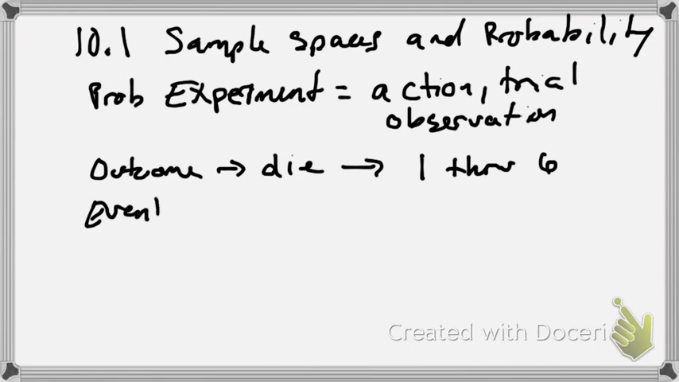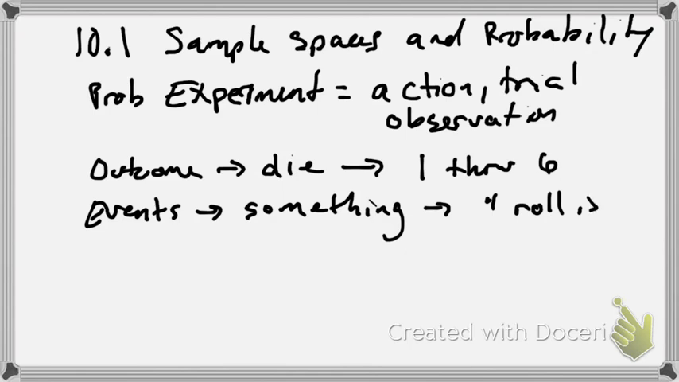We have events. An event is something happening, like something. It's something in general, right? Like you flip a coin and something happens. Or you roll a die and something happens. So something like maybe a roll is odd. So that could be one of your outcomes. A roll is odd, okay, or one of your events.